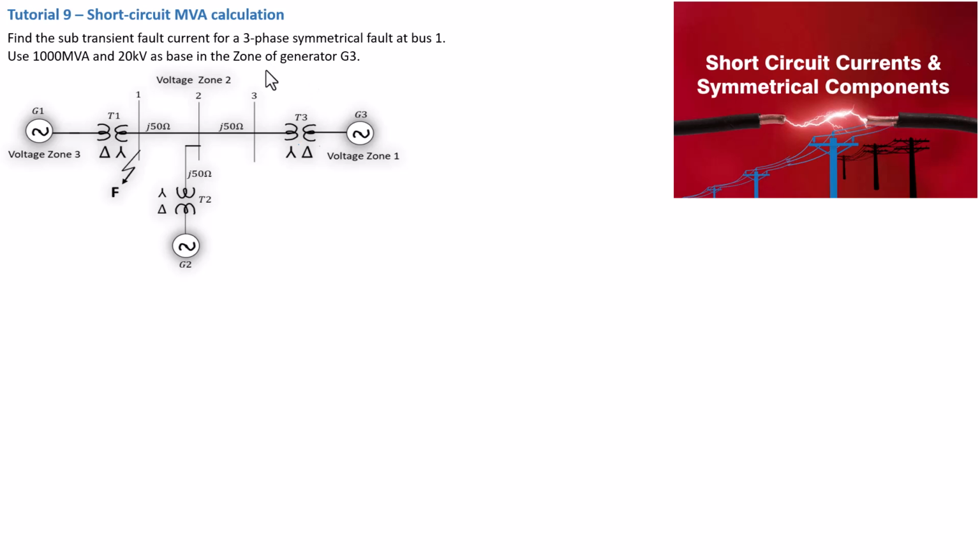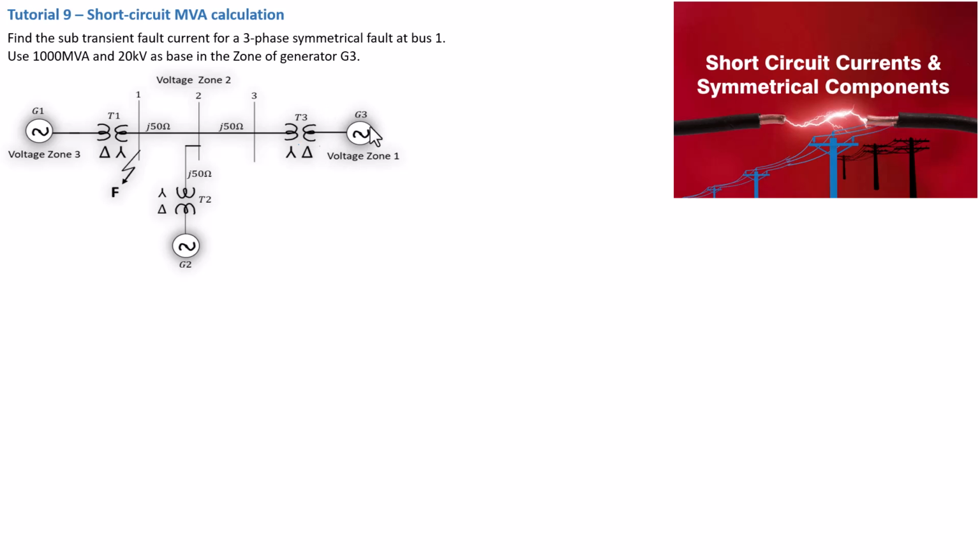Now imagine you are an electrical engineer, a power system technician, and you have been asked to find a sub-transient fault current for a three-phase symmetrical fault at bus 1. So this is bus 1 right here, and the fault is located at the secondary of this transformer T1, and you are required to use 1000 MVA and 20 kilovolt as base in the zone of generator 3.